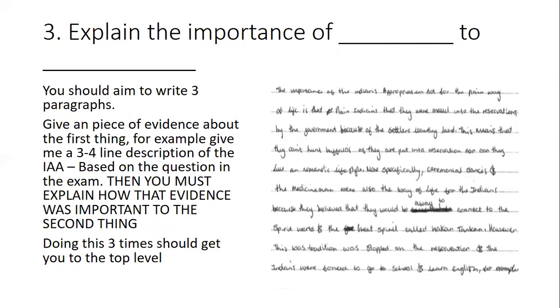So if you can see, this is most of a whole answer on the board. But you need to make sure you give a piece of evidence about the first thing. So if the question is explain the importance of the Indian Appropriation Act, you tell me something about the Indian Appropriation Act. And then you explain why that was important to the second thing. If you just tell me something about the Indian Appropriation Act, you're going to get half marks. If you link it to the second event or second group, you're going to do much, much better. So they're the 3 types of questions that you will have at American West.